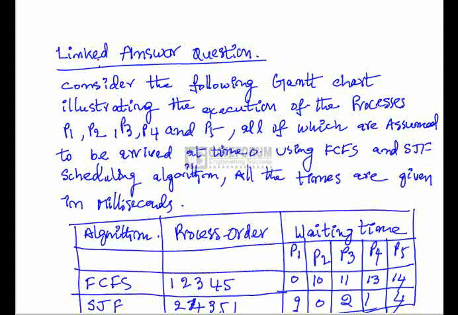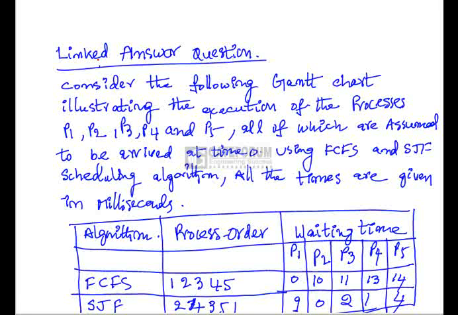Yeah, there is a linked answer question. Consider the following Gantt chart representation illustrating the execution of process P1, P2, P3, P4 and P5, all of which are assumed to have arrived at time 0. Using FCFS and SJF scheduling policies, all the times are given in milliseconds.